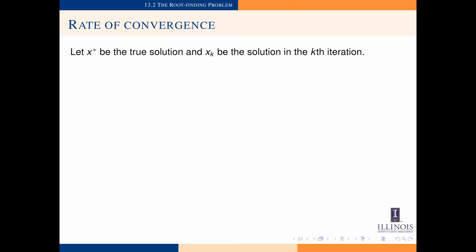One of the issues we might care about is the rate of convergence of these root finding or other algorithms. Let x star be the true solution to f(x) equals 0. That's the thing we're trying to approximate. And let us use x_k to denote the solution in the kth iteration. Then we can define e_k, which is the error in the kth iteration, as the difference between x_k and the true solution x star.